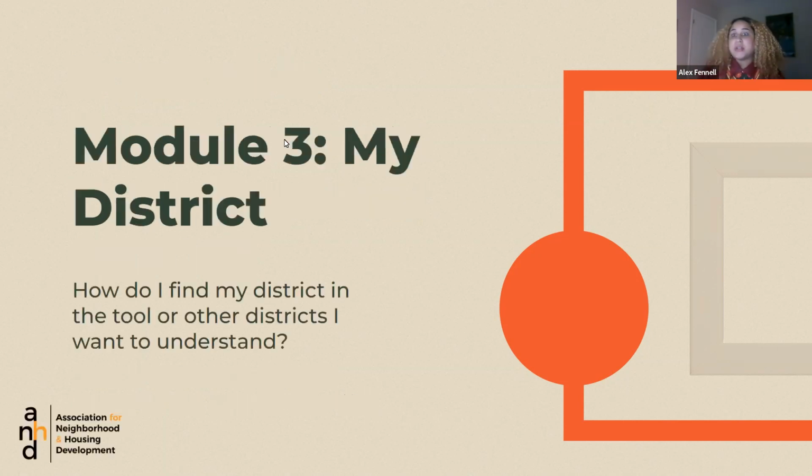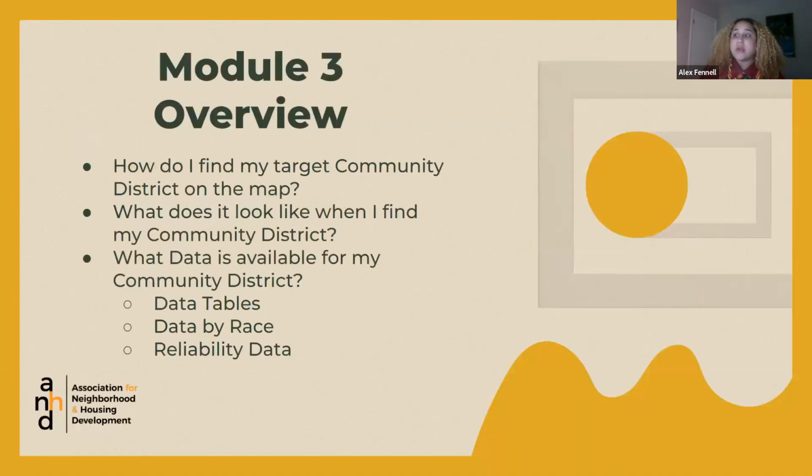And then in this module, Module 3, which we're calling My District, we're going to be looking at how to actually find our districts, or the districts we're interested in studying, in the Equitable Development Data Explorer. So just a quick overview: how do I find my target community district on the map? What does it look like when I find my district, and what data is available? We're going to talk about the data tables, the data by race, and something that's called reliability data. We're not going to take a deep dive on all of that data in this module. We'll be doing that in an upcoming module.